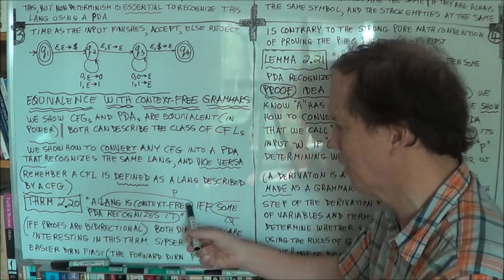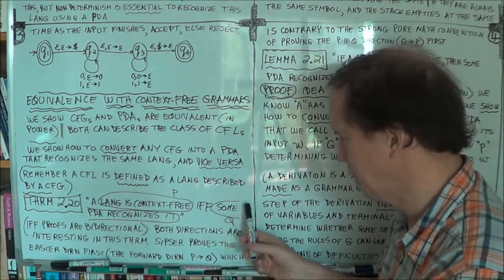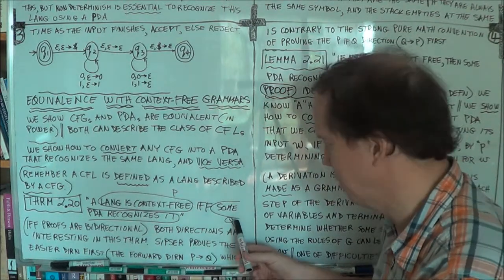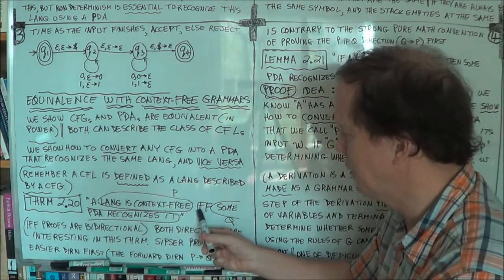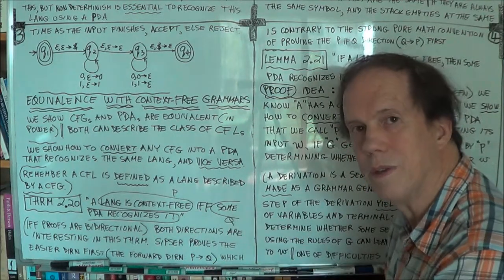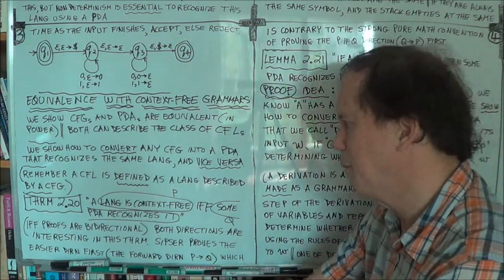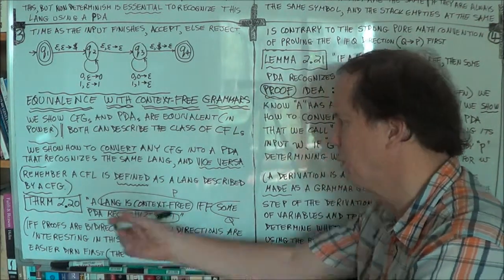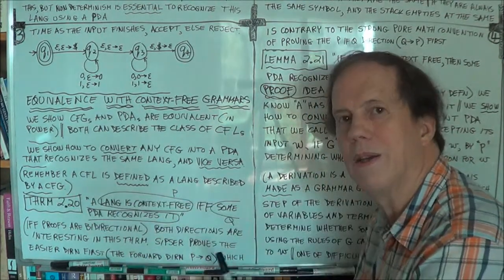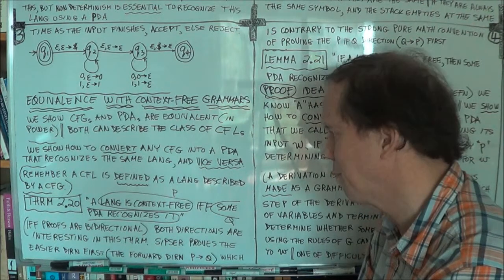A language is context-free, I call it statement P, if and only if some other statement, call it Q, which is some PDA recognizes it. So P if and only if Q. We've talked about this kind of thing before. And remember, if and only if type proofs are two parts. You have to prove it one way and you have to prove it the other way. It's a two-part proof. That's typical of if and only if type proofs.